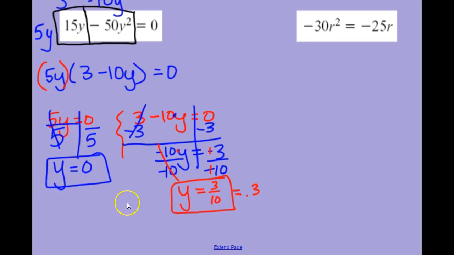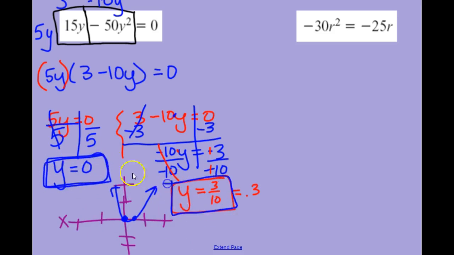So you don't need to go this far, but if you wanted to know, this would cross the x-axis at 0 and at 3/10. So your parabola might look something like that. You don't need to do that last part, you just need to solve, meaning find out what two numbers y is equal to.